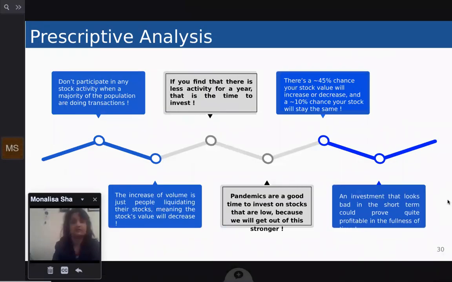Based on our prediction model, we have prescribed the following. The stock should neither be bought nor sold when many others are doing it. When the volume increases, the stock value decreases. The fewer the activity, the better the time to invest. Pandemics are the best time to buy and the worst time to sell. Over time, bad short-term investments could become profitable.